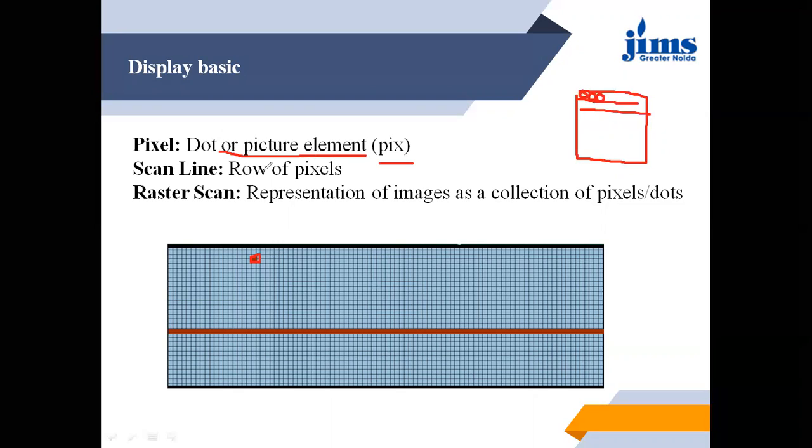A scan line is a row of pixels. When we combine the pixels in a row, it is a row of pixels called a scan line. So a scan line is the combination of pixels in a row. Raster scan and random scan we will study in a moment. So let's come to the next slide.